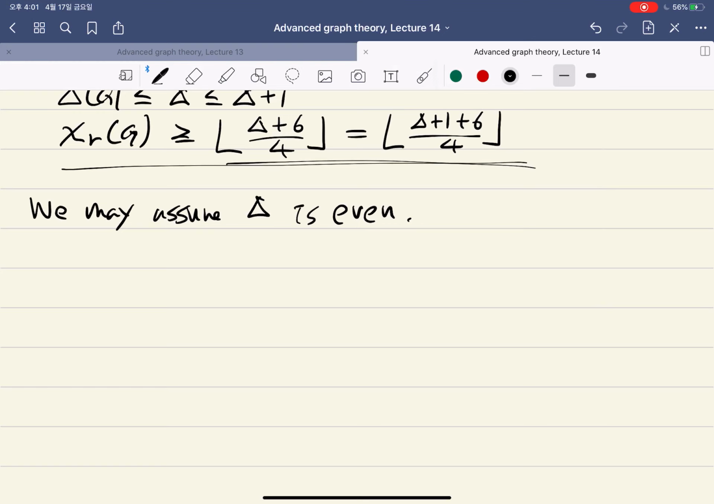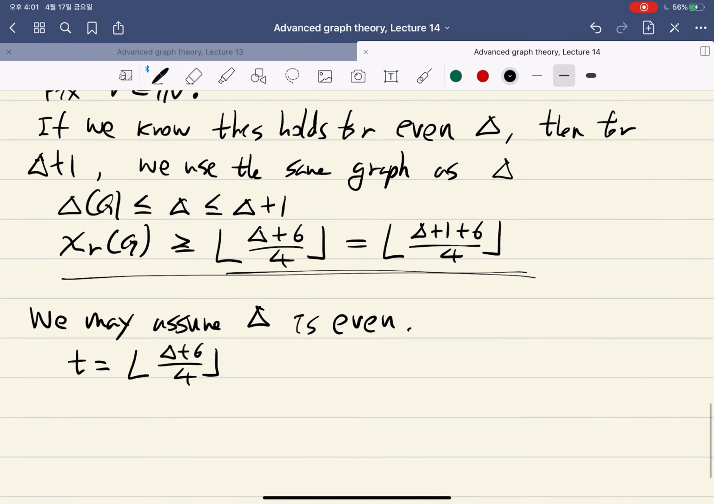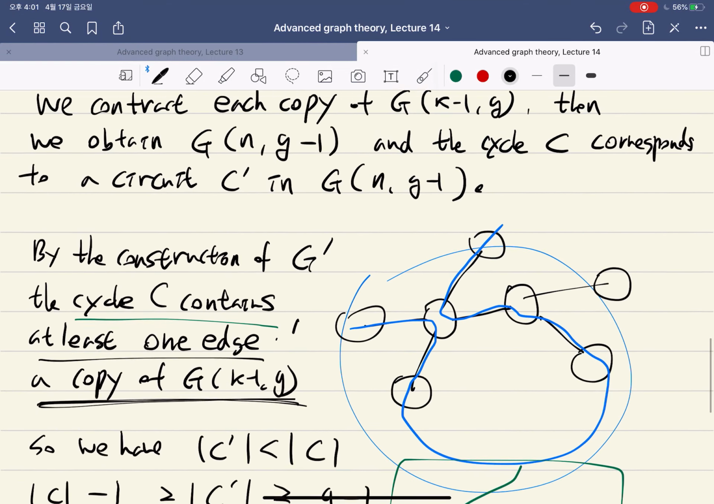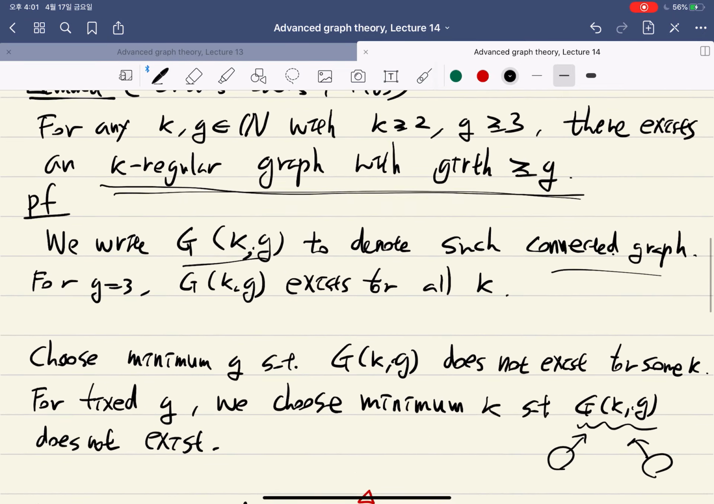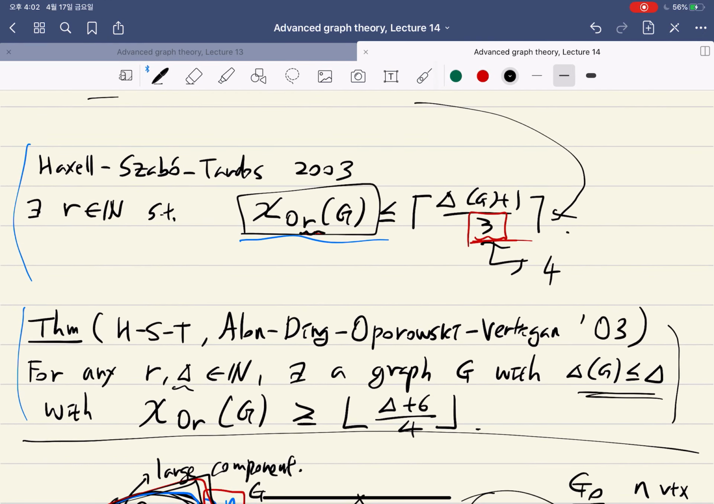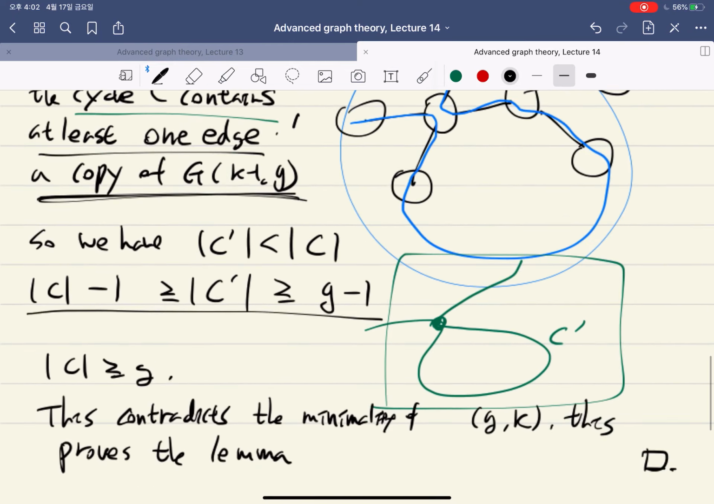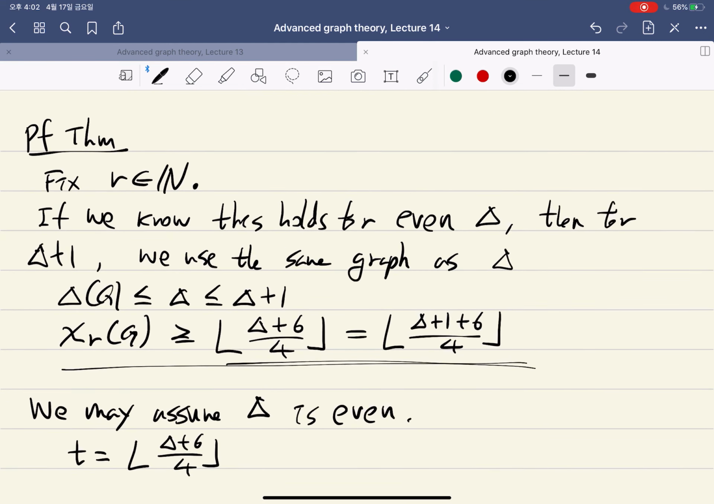So now we want to show, let's say, T is delta plus 6 over 4, and take the floor. Now we want to construct a graph which has maximum degree at most delta. To prove this, maximum degree at most delta, and then the O sub r chromatic number is at least delta plus 6 over 4. Sorry, here it's O sub r.